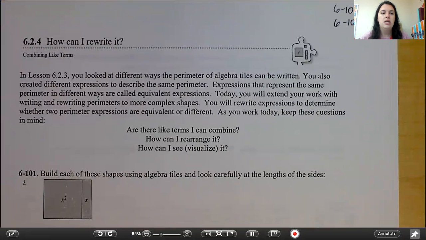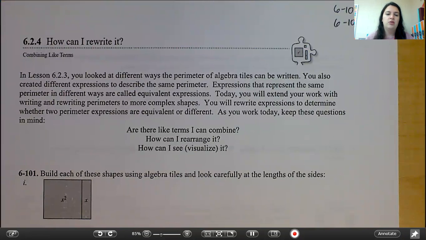Combining Like Terms. In lesson 6.2.3, you looked at different ways that the perimeter of algebra tiles can be written. You also created different expressions to describe the same perimeter. Expressions that represent the same perimeter in different ways are called equivalent expressions. Today you will extend your work with writing and rewriting perimeters to more complex shapes. You will rewrite expressions to determine whether two perimeter expressions are equivalent or different.